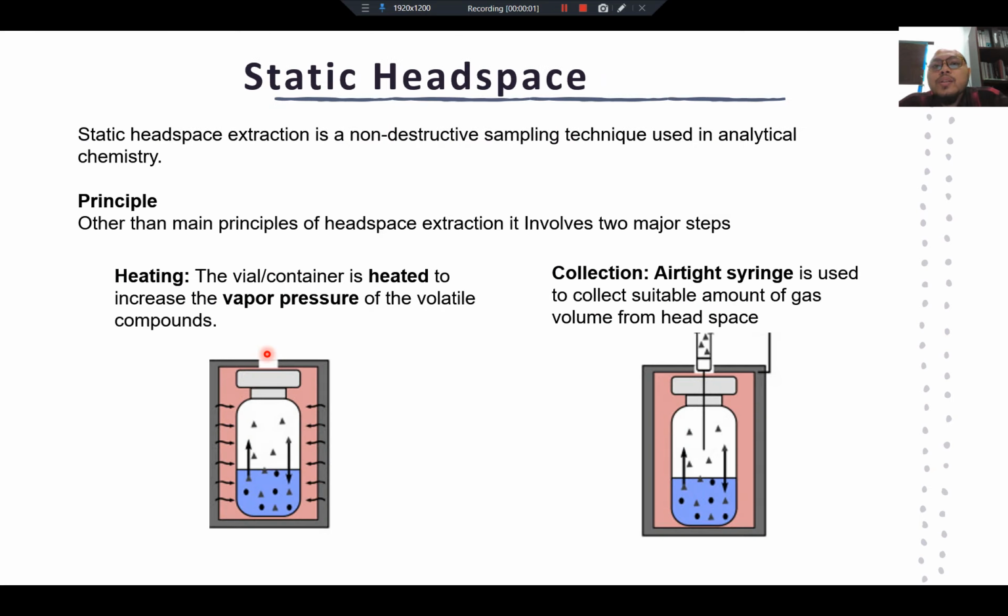Right, so now let's go for the static headspace extraction. I'm not really sure if you remember, when we visited Jabatan Bomba, basically they use the static headspace extraction method. In this method, they have two principles. First, the heating process, where they heat the vial. Of course you need to close the vial, and then the analytes go to the headspace, and then you put in the airtight syringe and pull them into the airtight syringe, and then you can inject into the suitable instrumentation.